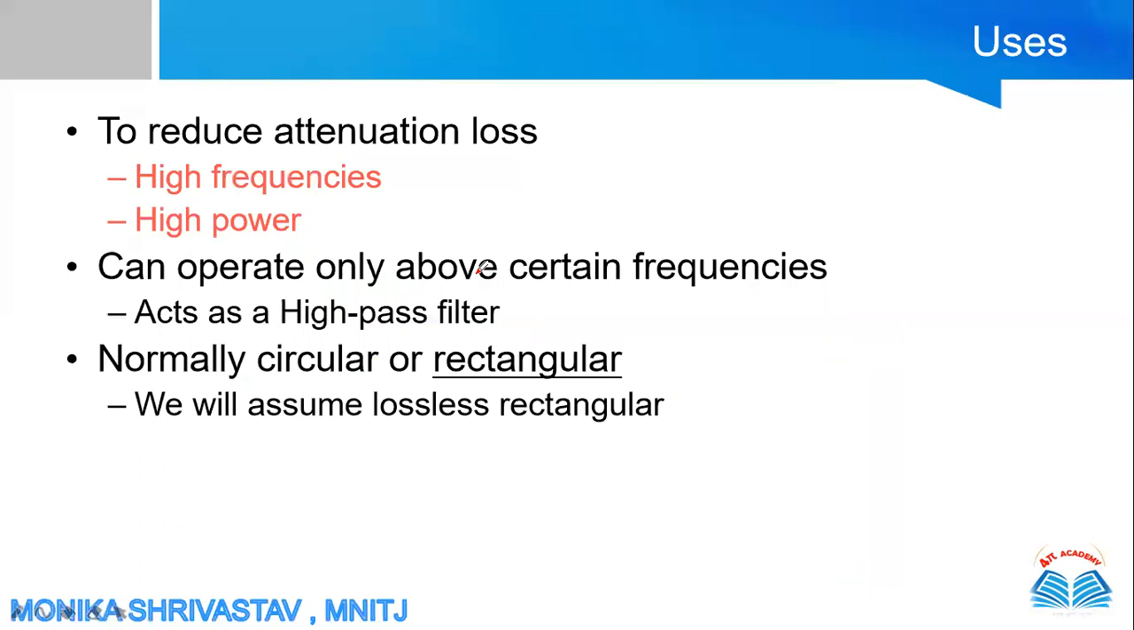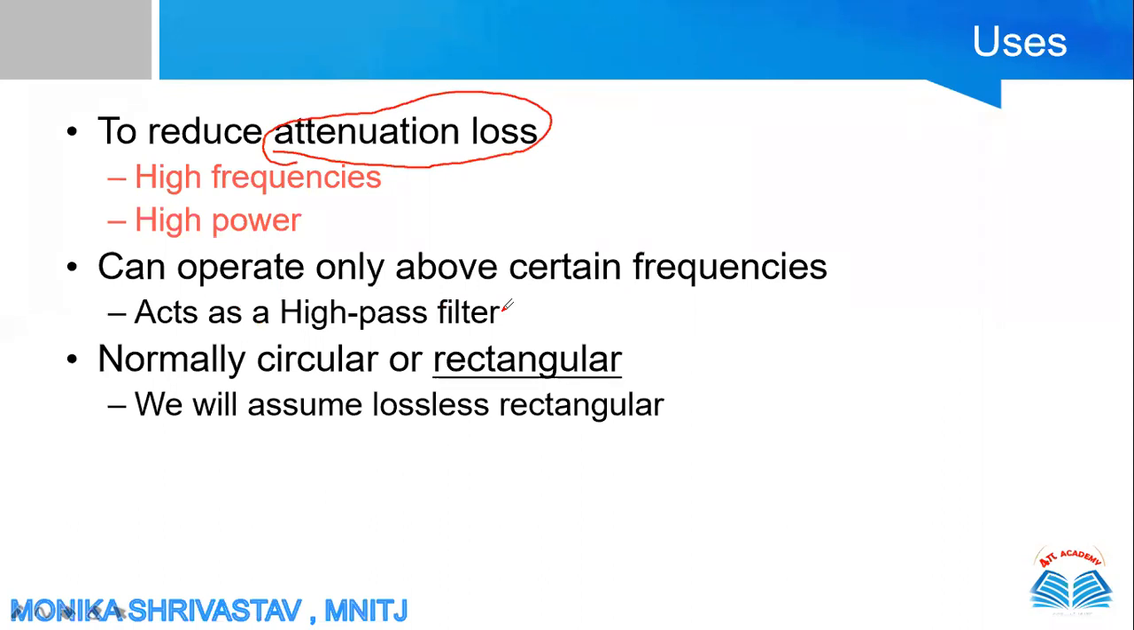So the first one is reduced attenuation loss. It can operate only above certain frequencies. That means it is acting as a high pass filter. I'm sure you have studied low pass filters and high pass filters in electronics.